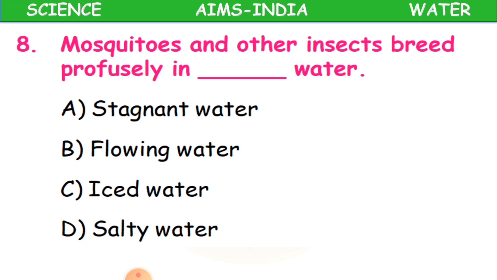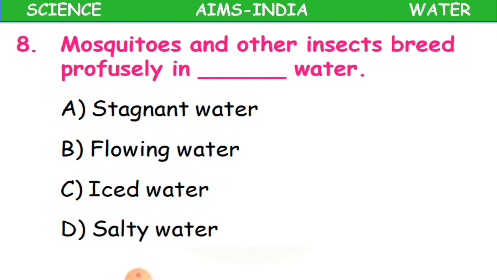Eighth one, mosquitoes and other insects breed profusely in dash water. Okay, mosquitoes and other insects breed profusely in dash water. Profusely in the sense in large amounts. Okay, so breed in the sense they lay eggs and they give birth to the young ones.